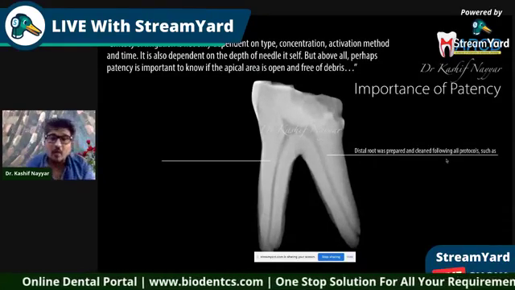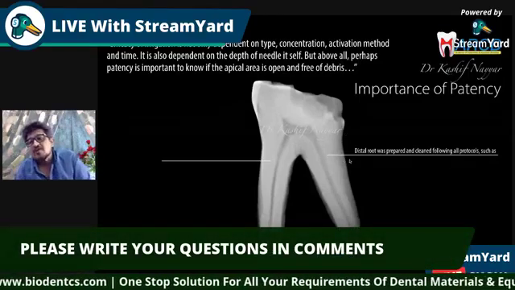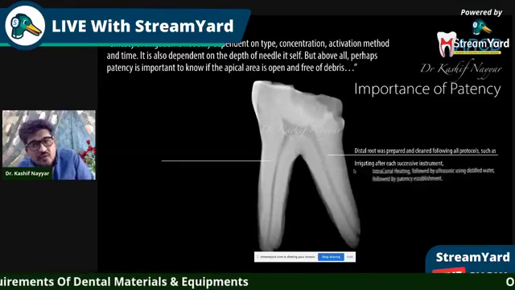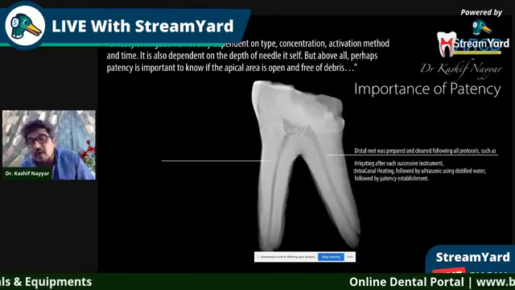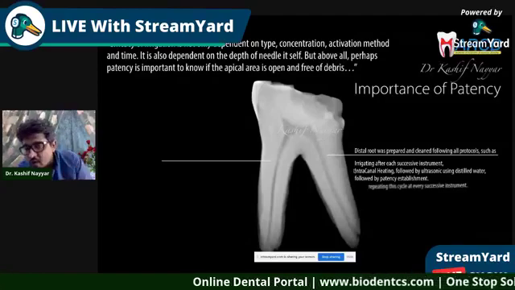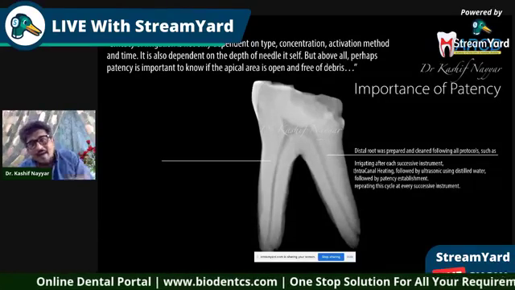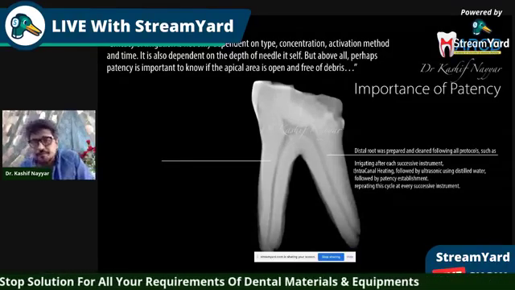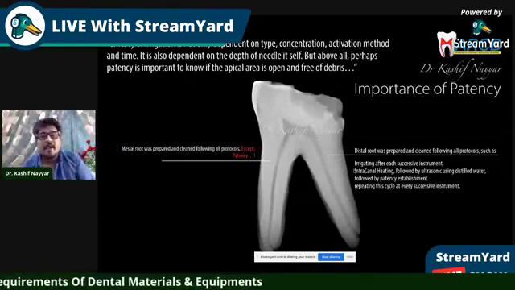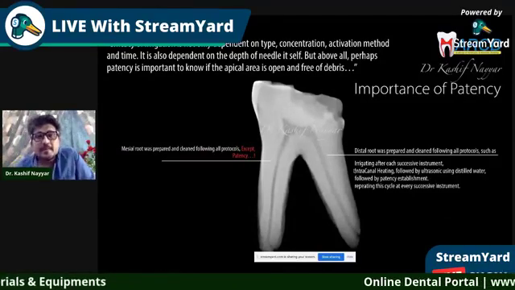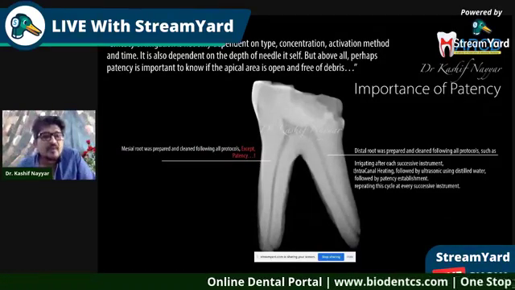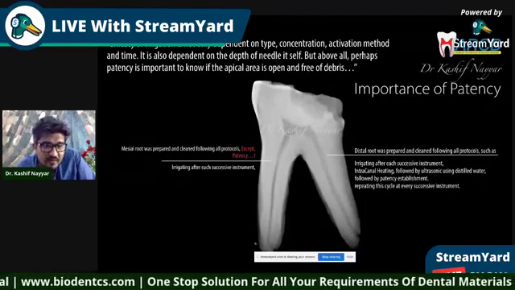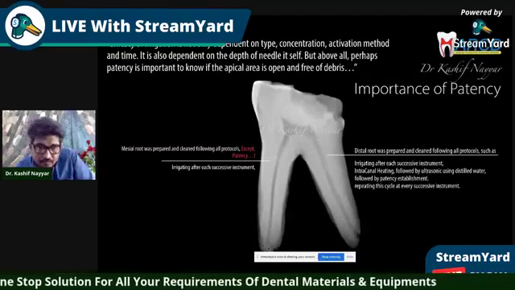So in this model, this distal root was prepared following all protocols such as irrigation after successive instrumentation, intracanal heating of the sodium hypochlorite, intracanal vacuuming, ultrasonics, and this cycle was repeated after every instrument use. But in the mesial system, everything was performed except patency. I didn't perform patency in the mesial system, and you can appreciate by looking at the apical portion that there are two distinct portals of exit.